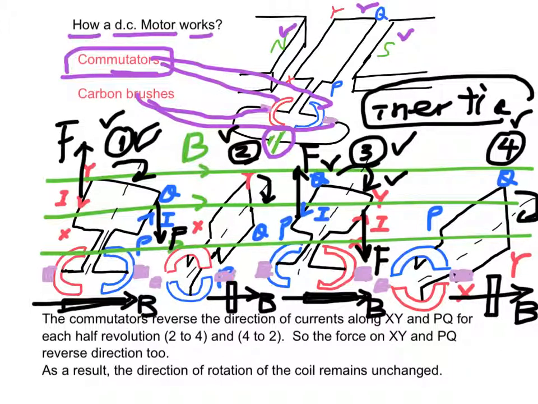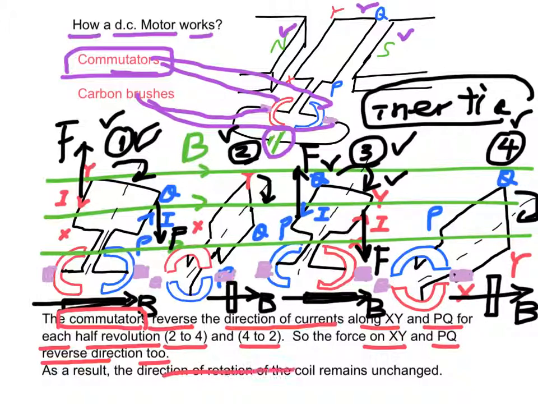Notice that the commutator is very important for a DC motor because it reverses the direction of currents along XY and PQ for each half revolution, from stage 2 to 4 and from stage 4 to 2 again. So the forces on XY and PQ reverse direction too. As a result, the direction of rotation of the coil remains unchanged.